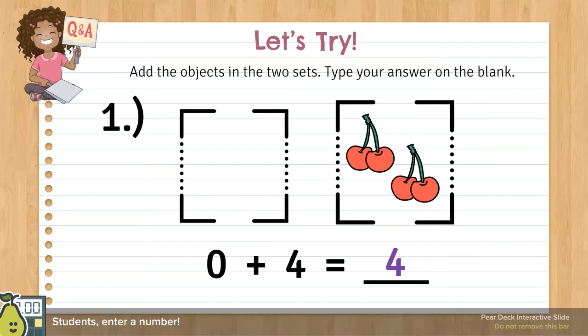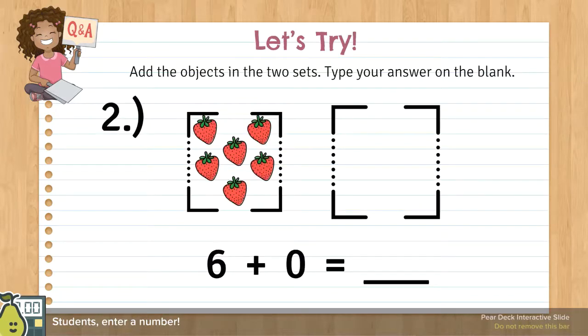Good job, children. Let's go to another example. In the first set, I have 6 strawberries. And in the second set, I have 0 or nothing. If we put it in an addition sentence, we can write it as 6 plus 0. And what is the answer of that? 6 plus 0 is equals to? Yes, you are correct. It is 6. So again, let's remember when we add anything to 0, the answer will always be the same number or the number that we add to 0.